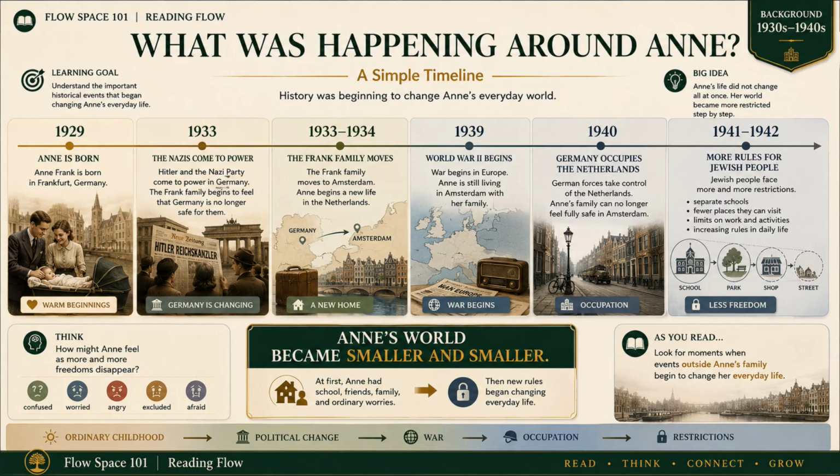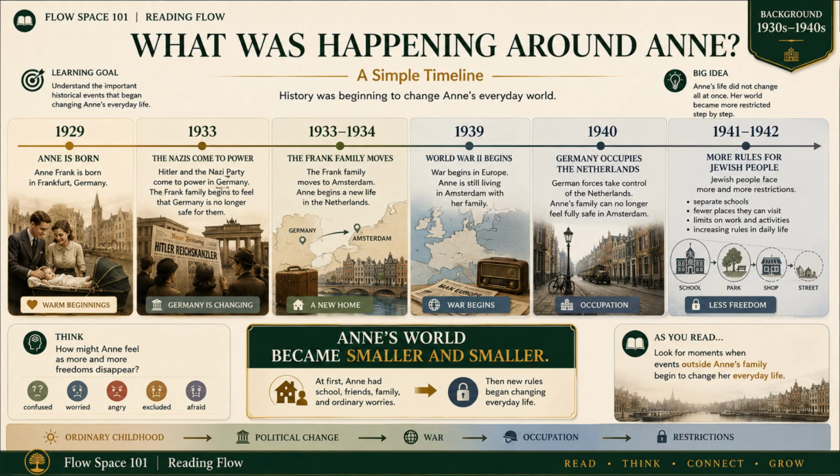Then, in 1939, World War II began in Europe. In 1940, Germany occupied the Netherlands. And during 1941 and 1942, more restrictions were placed on Jewish people. Their choices about school, work, activities, and public life became increasingly limited.